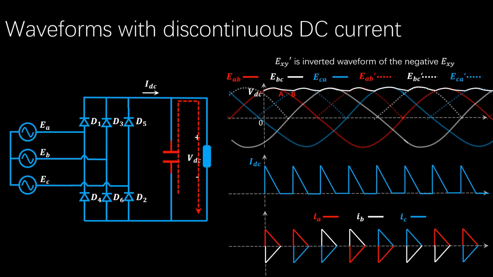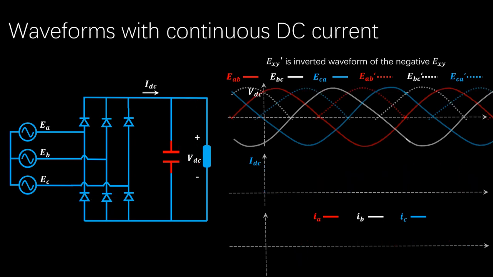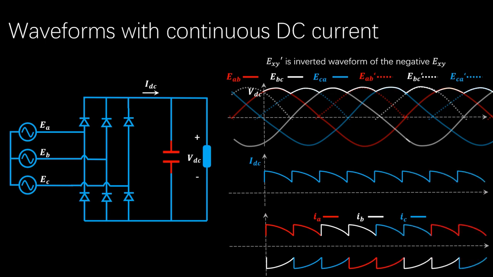But let's think. There are some possibilities. For example, when the load is heavy, the diode will be conducting until the next phase commutation. Then we can get such a waveform. The DC bus current is continuous, so what's the boundary condition for the DC bus current between the continuous mode and the discontinuous mode?